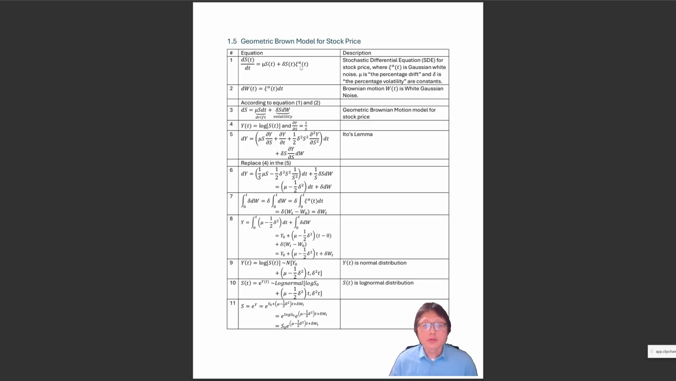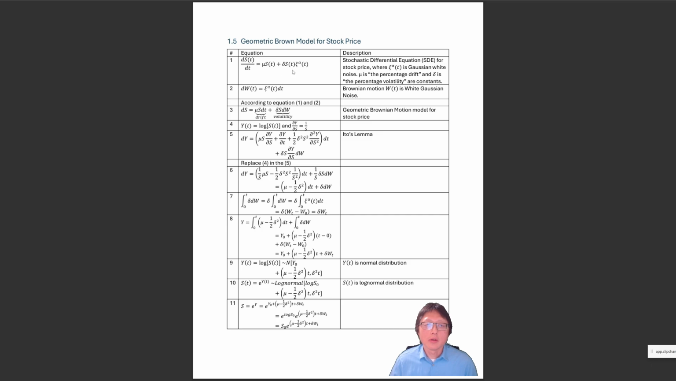And you can notice there are two parameters here. One is mu, one is delta. The mu is the so-called percentage drift, and the delta is the percentage of volatility. So these two are constants in this situation. After we have equation number 1, I did some searching and found that there's a relationship between the Wiener process, which is Brownian motion, and the so-called Gaussian white noise. They have this relationship.